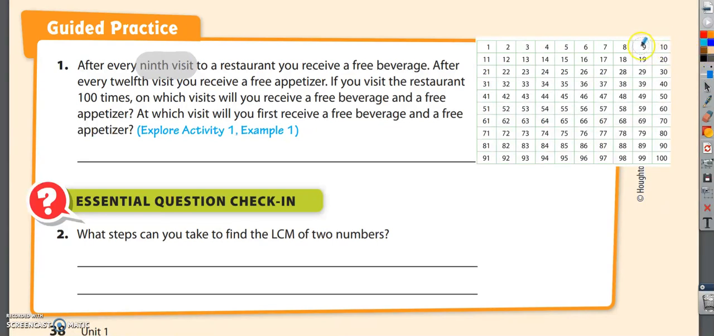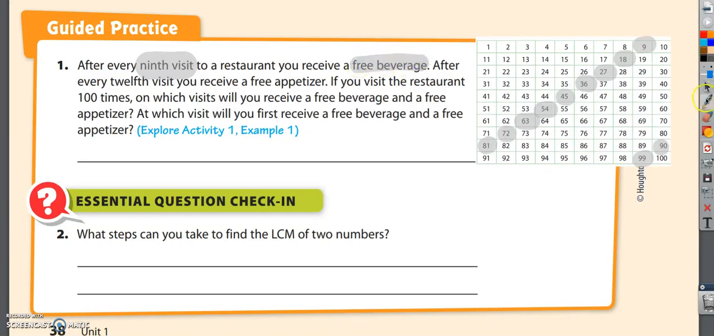9 times 1 is 9, 9 times 2 is 18, 9 times 3 is 27, 9 times 4 is 36, 9 times 5 is 45, 9 times 6 is 54, 9 times 7 is 63, 9 times 8 is 72, 9 times 9 is 81, and 9 times 10 is 90, 9 times 11 is 99. I could keep going, but it does say you're going to visit the restaurant 100 times. So I have done this one. Those are my beverages. Every 9 visits, you get a free beverage.